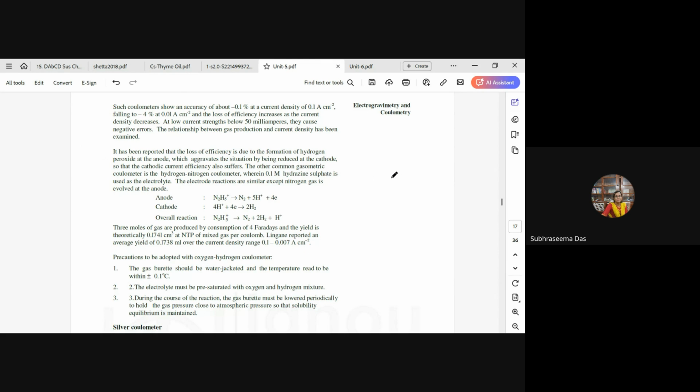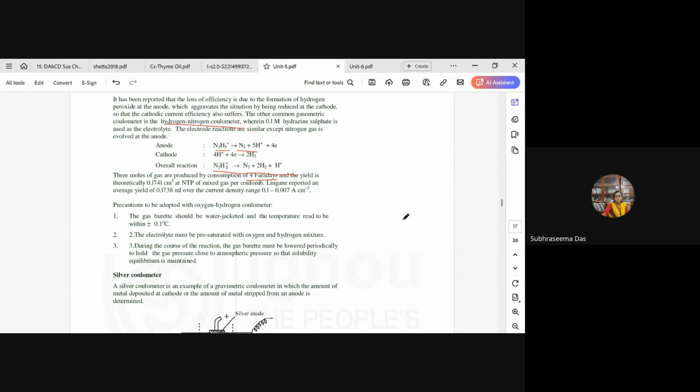Another common gasometric coulometer is the hydrogen nitrogen coulometer. Here 0.1 molar hydrazine sulfate is used as the electrolyte. At the anode, N2H5 plus is converted and nitrogen is liberated, whereas at the cathode H2 is liberated. When we combine these equations, we see 3 moles of gas are produced, 1 mole of N2 and 2 moles of H2, and 4 faradays of electricity has been consumed. So this is how these coulometers are used.